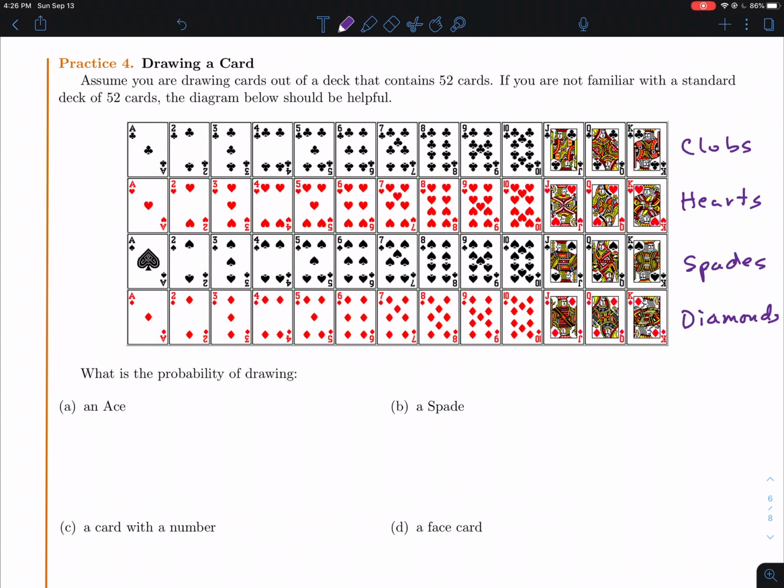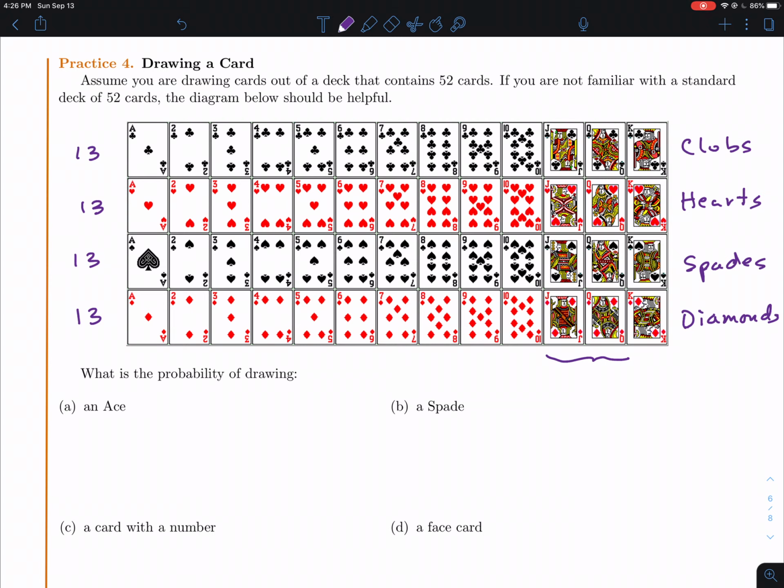So notice there's 52 cards total. It's broken down into kind of 4 sets of 13. So there's 13 clubs, 13 hearts, 13 spades, and 13 diamonds. And then there's these number cards.